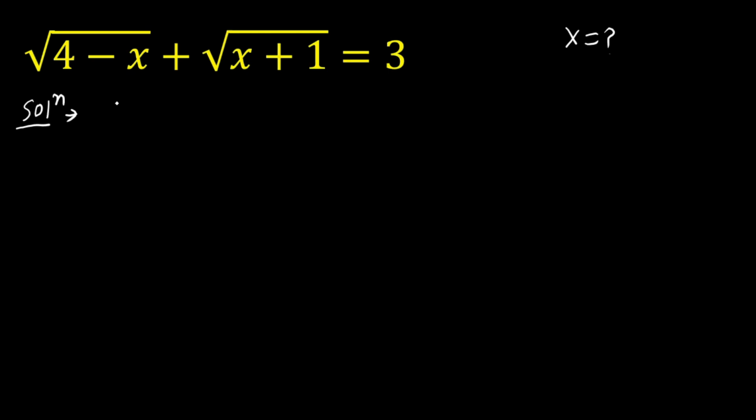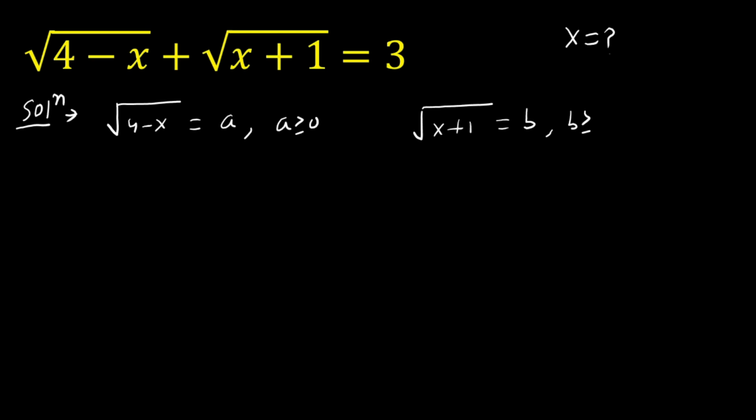If we substitute square root of 4 minus x equals a, where a is greater than or equal to 0, and substitute square root of x plus 1 equals b, then b is greater than or equal to 0. So if we square both sides, then in the left hand side we have 4 minus x, because the square root is cancelled out by the square, and in the right hand side we have a square. And here if we square both sides, then in the left hand side x plus 1 equals b square.